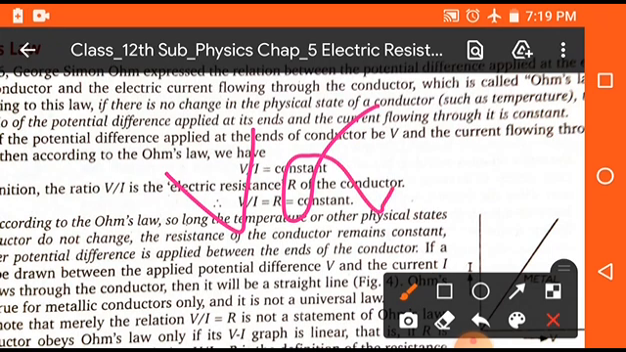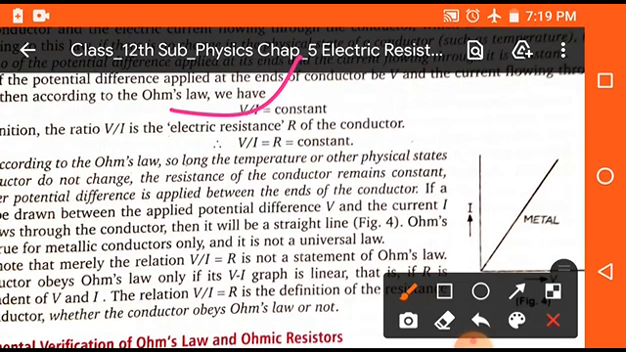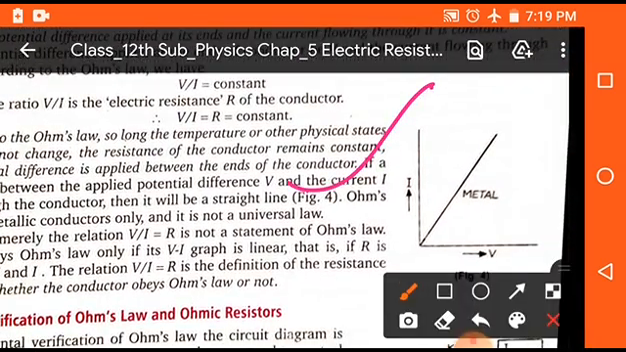Means V is directly proportional to I, where V is the potential difference and I is the current. So we can say that the ratio of voltage to the current is a constant, means V upon I is equal to a constant, and this constant is known as electrical resistance and represented by capital R. If we draw a graph between voltage and current, then we get a straight line, and this straight line shows the electrical resistance. For metals it is always a straight line.